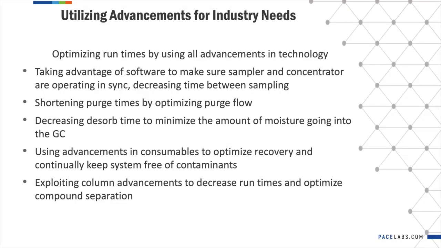With the advancements in 8260 sampling technology, we have also optimized sample-to-sample runtimes. We have done this by utilizing software on newer instrumentation to ensure the sampler and concentrator are operating in sync. We have also shortened purge times by optimizing purge flow, like I showed you earlier in the concentrator slides. We've also decreased the desorb time to minimize moisture getting into the GC and mass spec, which can be detrimental to the system and also can hurt recovery for compounds in the 8260 sampling process.